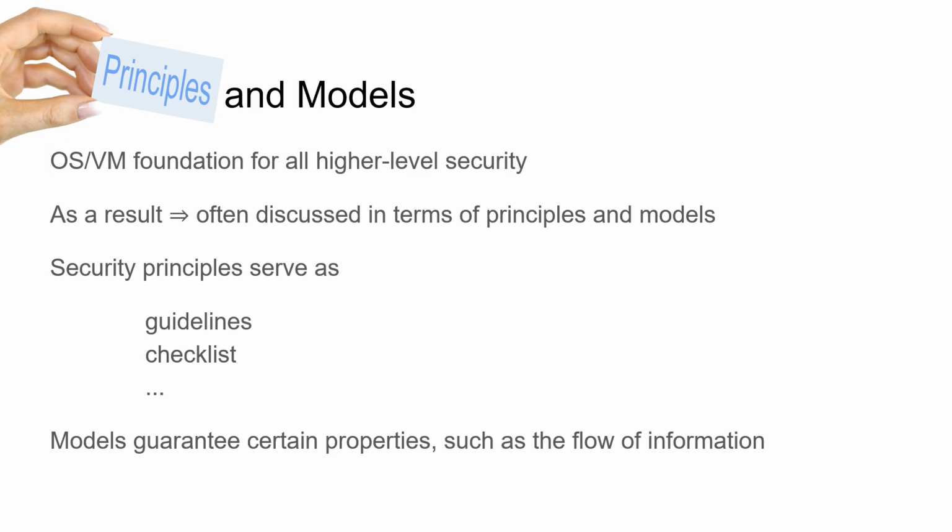Now, the models that we talked about, so the access model, that is how we control the access to information in our system, they guarantee certain properties, right? So the flow of information should adhere to certain properties, such that we cannot leak confidential data to people who should not be allowed to access them.